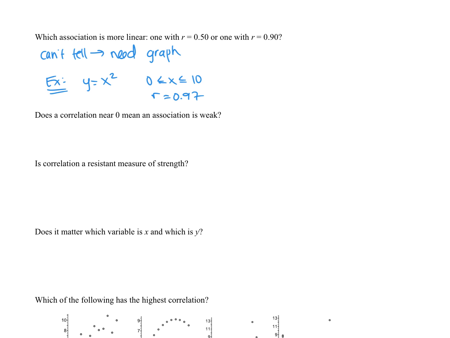If a correlation is near 0, does that mean that the association is weak? Again, we can't tell. No, because the association could be nonlinear.